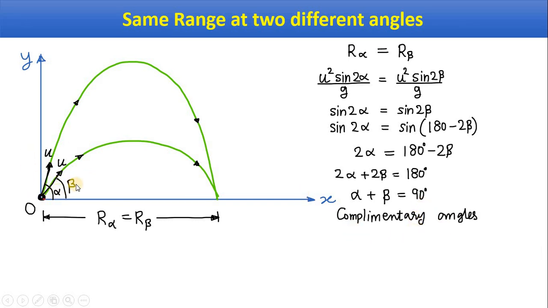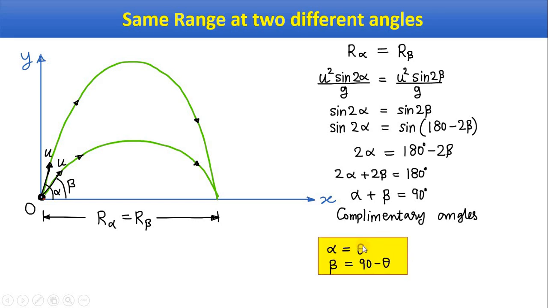That means if you take two different angles, for example, let us say the first angle you take is 30 degrees, then the second angle should be 60 degrees. So therefore, if you use the same gun at angles 30 degrees and 60 degrees, you will get the same horizontal range. Or maybe let us say the first angle is 20 degrees, then the second angle should be 70 degrees. Any two angles whose sum is 90 degrees will give you the same horizontal range.